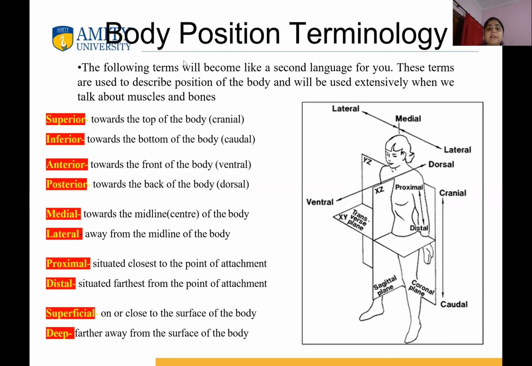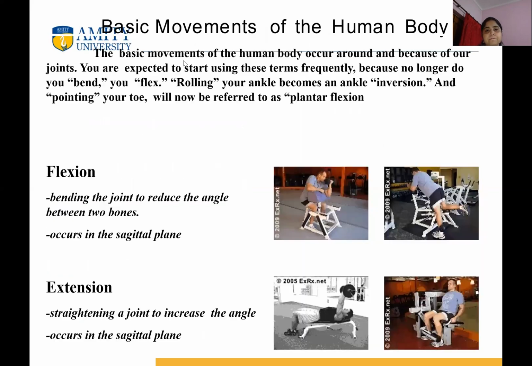Proximal, it is situated close to the point of attachment. Distal, it is situated farthest from the point of attachment. Superficial, which is close to the surface of the body. Deep, which is farther away from the surface of the body.